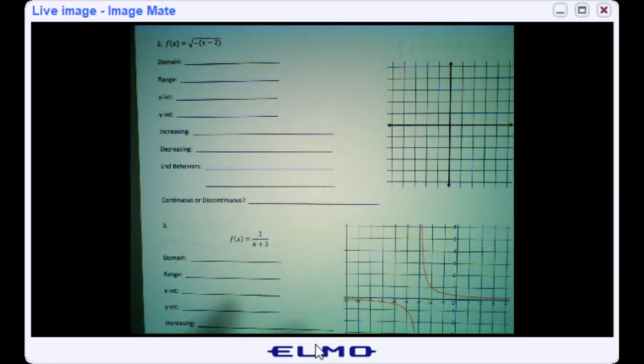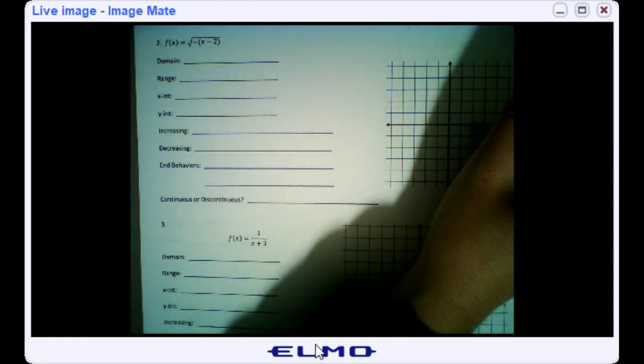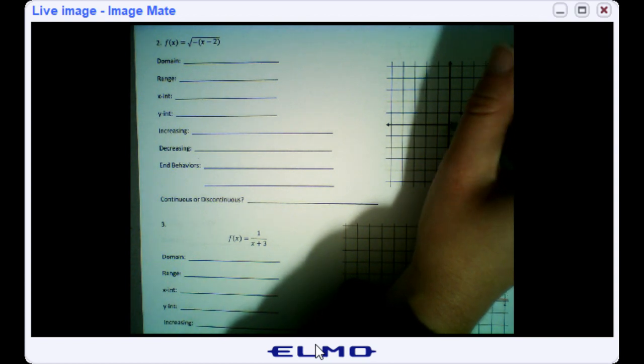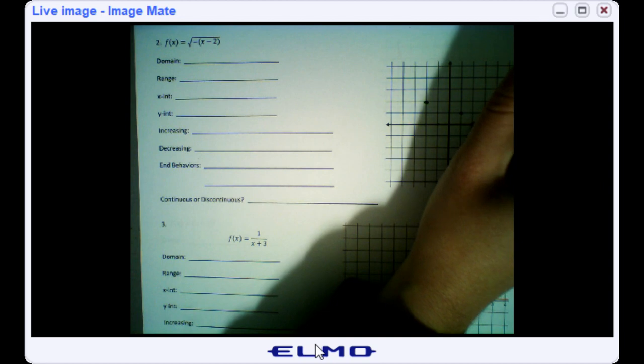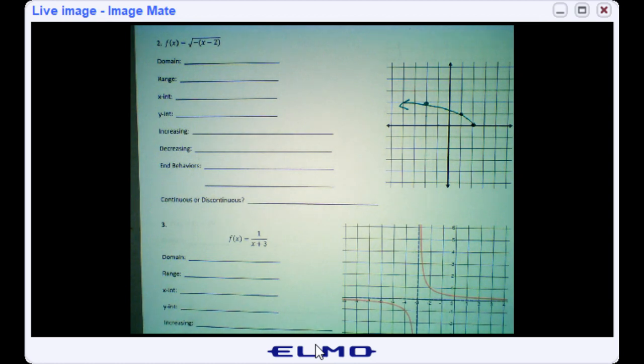For problem 2, I've got a square root function. It's the square root of negative, and then in parentheses, x minus 2. So we're going to sketch a graph here. After we do that, we have to figure out our domain and our range.